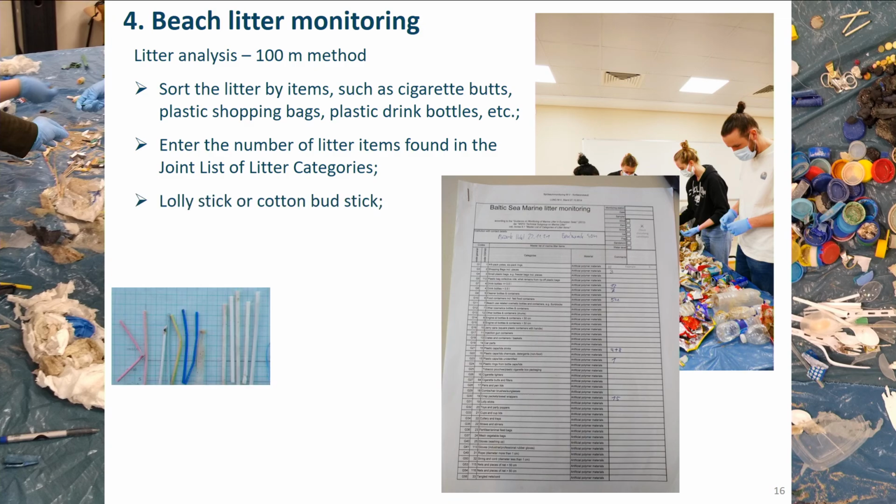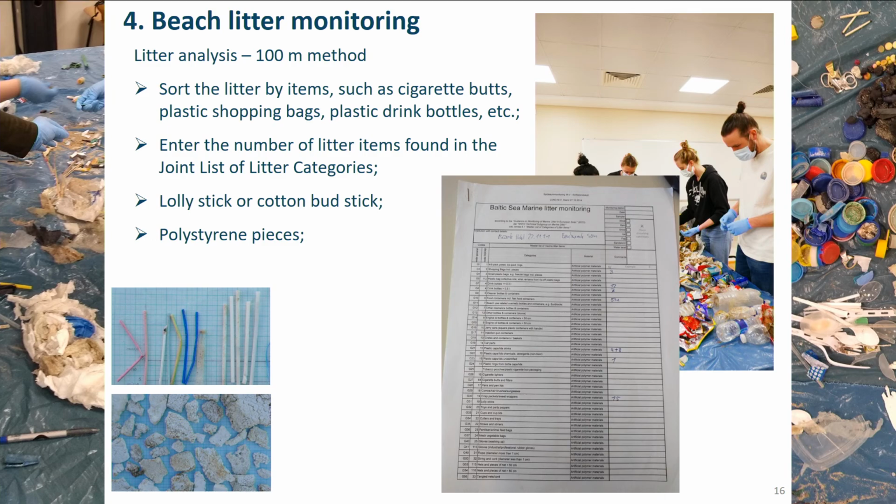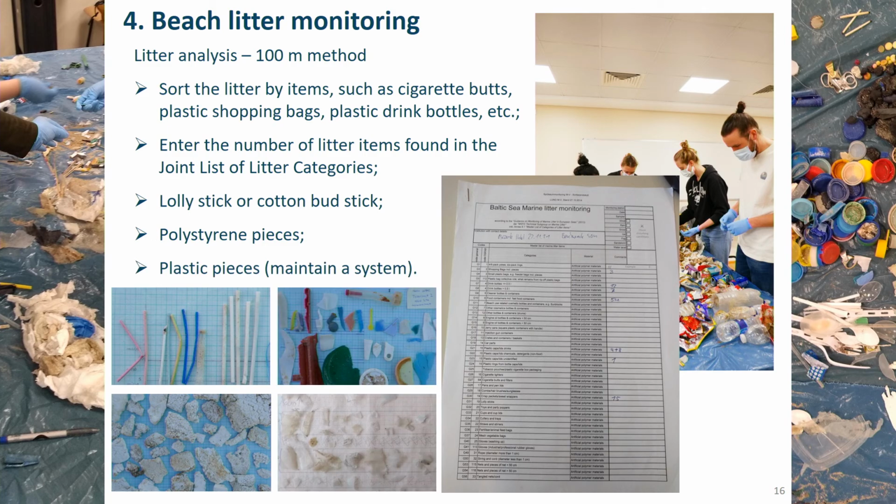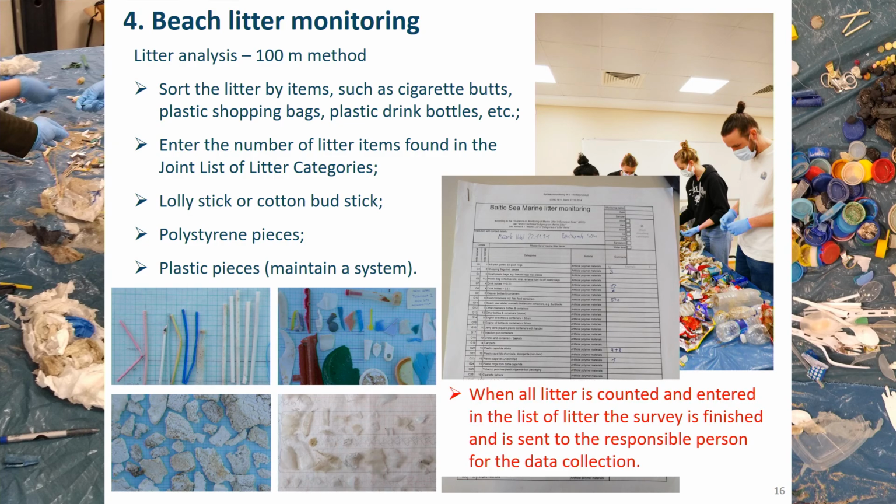Make sure that you use this photo catalog, because some items are not very easy to identify. For example, you have to know if what you find on the beach is actually a lolly stick or a cotton bud stick. There might be litter pieces like polystyrene pieces that are quite easy to identify, but there will be a lot of plastic pieces and plastic sheets or little pieces from shopping bags that are not that easy to identify. So once you have decided how to count and categorize them, maintain the system over your whole monitoring approach. And when all this litter is counted and entered in the list of litter, you can send this from your finished survey to the responsible person that is doing the data collection.